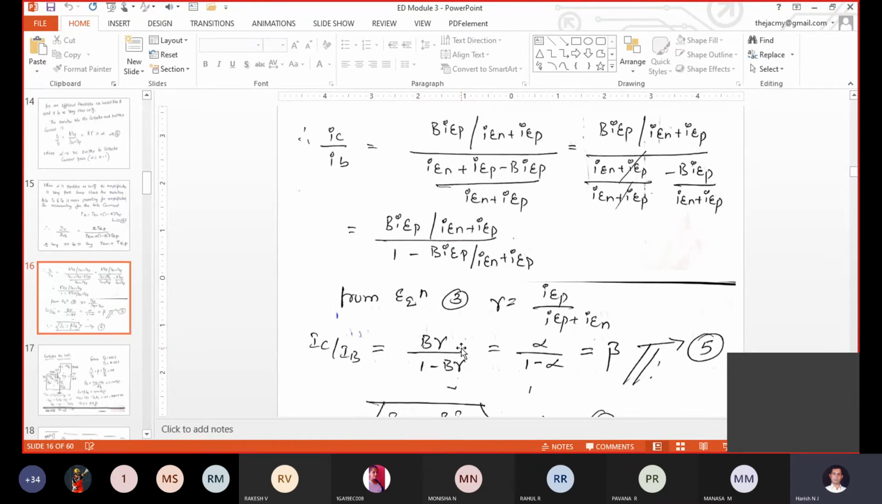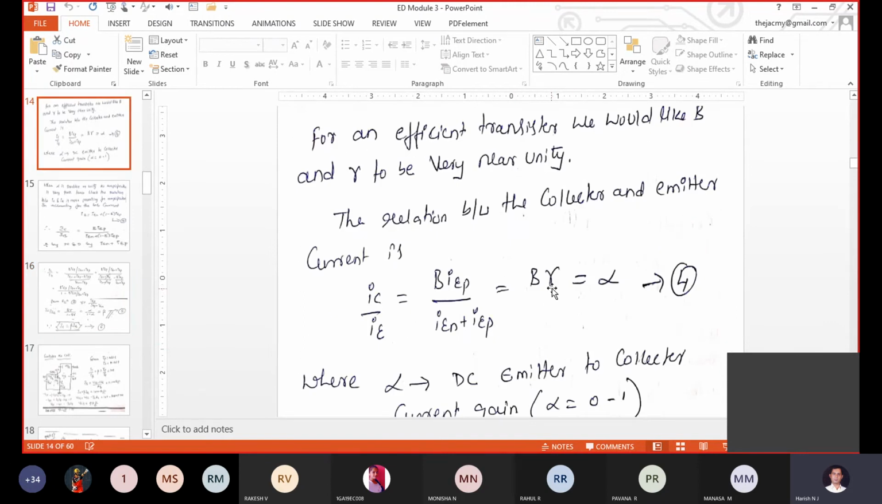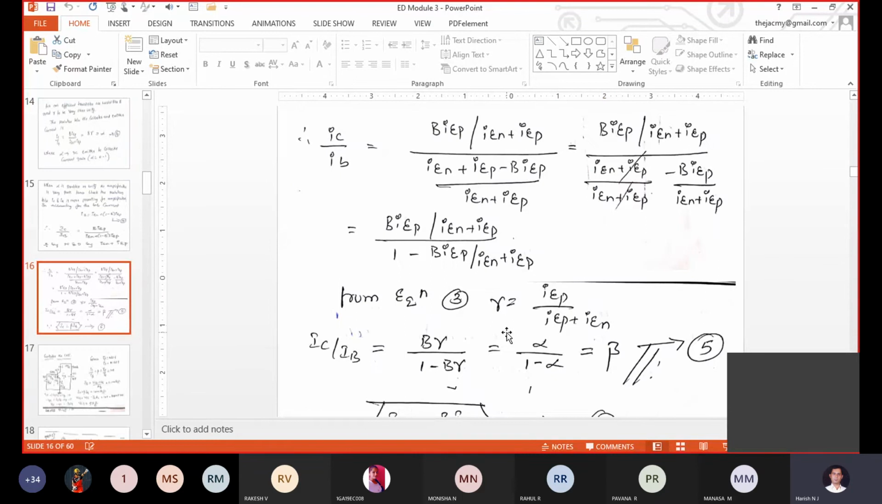Correct. So B gamma ನ ನಾವು previous equation ಅಲ್ಲಿ alpha ಅಂತ ಕರೆದಿದ್ವಿ. ಹೌದಾ? B ಮತ್ತೆ gamma ನ ನಾವು alpha ಅಂತ ಕರೆದಿದ್ವಿ. ಅದೇ equation ಇಲ್ಲಿ substitute ಮಾಡ್ತಾ ಇದೀನಿ. B gamma will be equal to alpha. 1 minus B gamma will be 1 minus alpha. Correct. So alpha whole divided by 1 minus alpha I can call as beta.